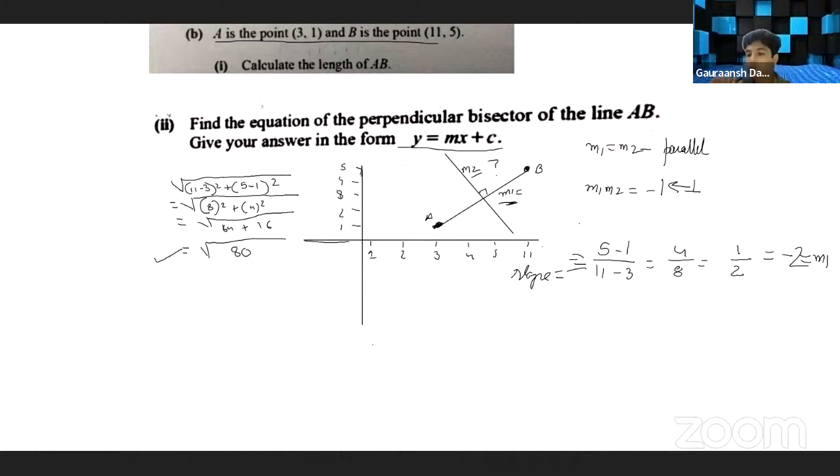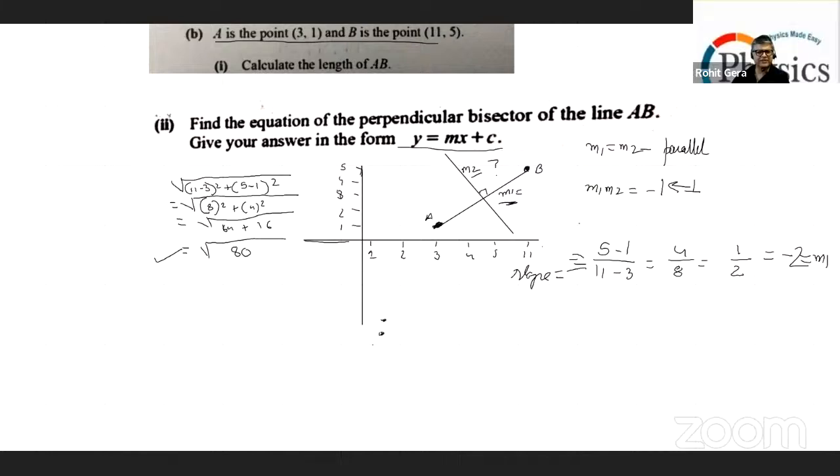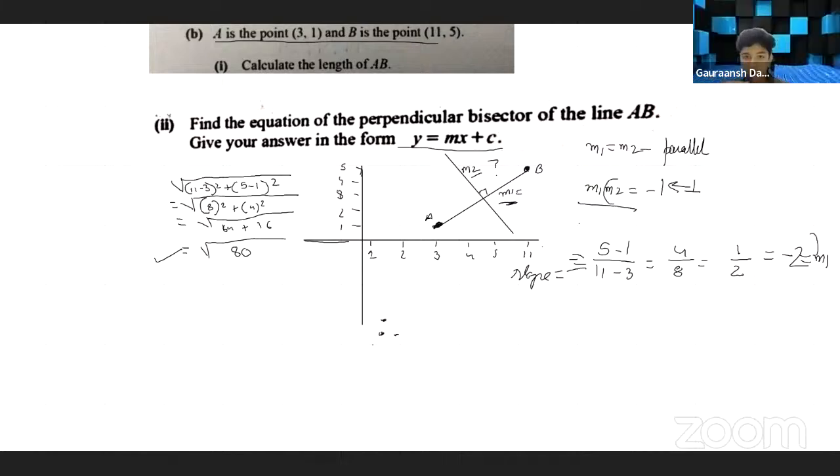Uncle, you're on mute. Okay. Now you have to find the gradient of the perpendicular bisector using this. You know M1, you have to find M2.